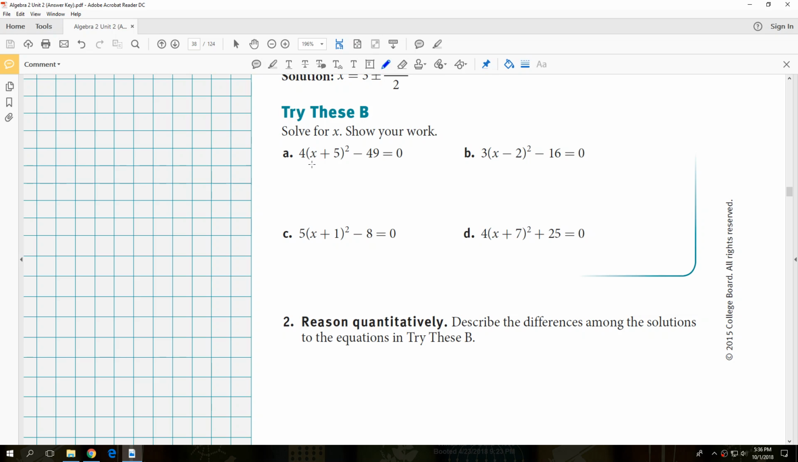So I need to isolate the x plus 5 squared. So x plus 5 squared is going to be equal to 49. I'm going to add that over, and then I'm going to divide by 4. Now I'm going to take the square root of both sides. So this pops out. X plus 5 is equal to plus or minus the square root of 49, which is 7, over the square root of 4, which is 2. And subtracting the 5 over, it gives you x is equal to -5 plus or minus 7/2.